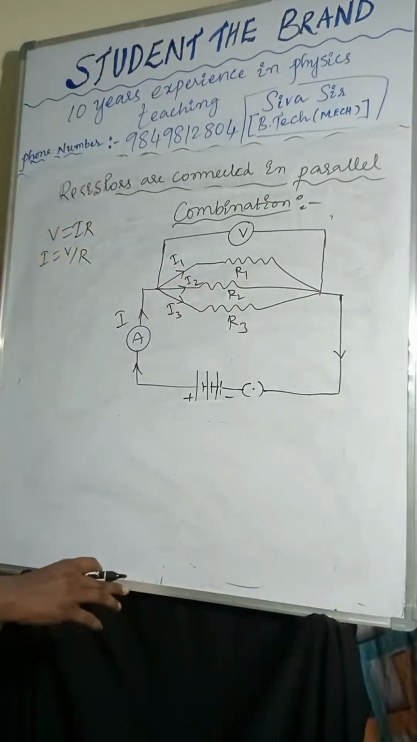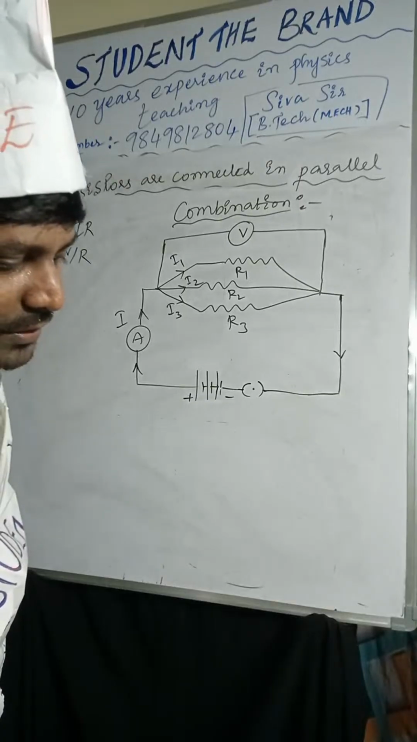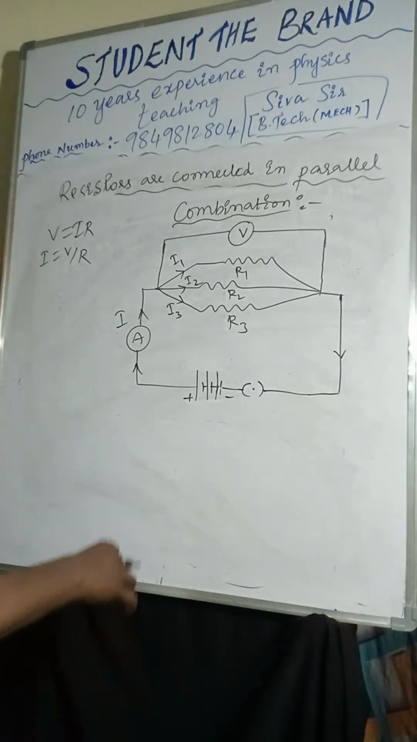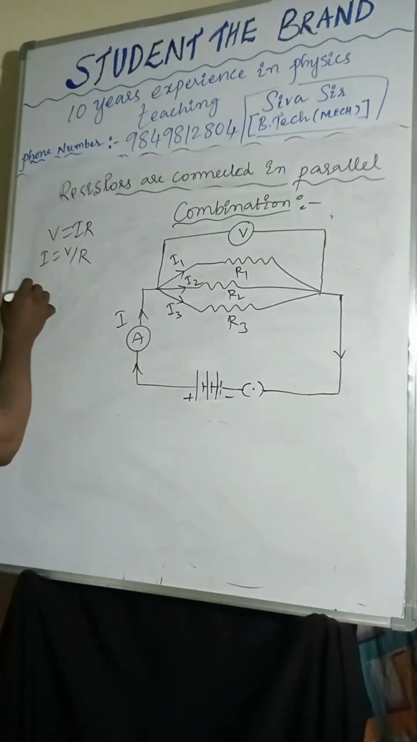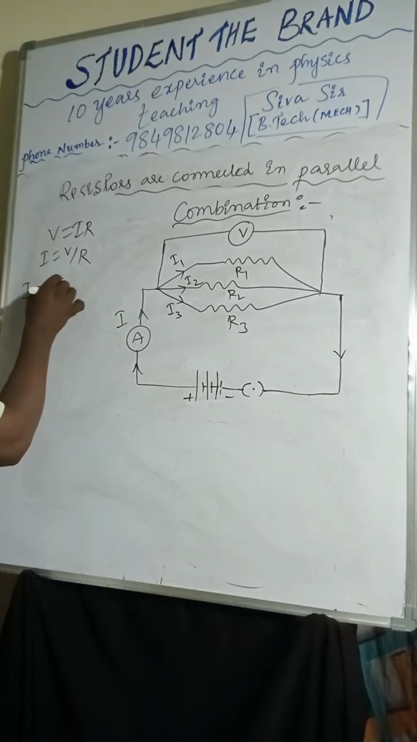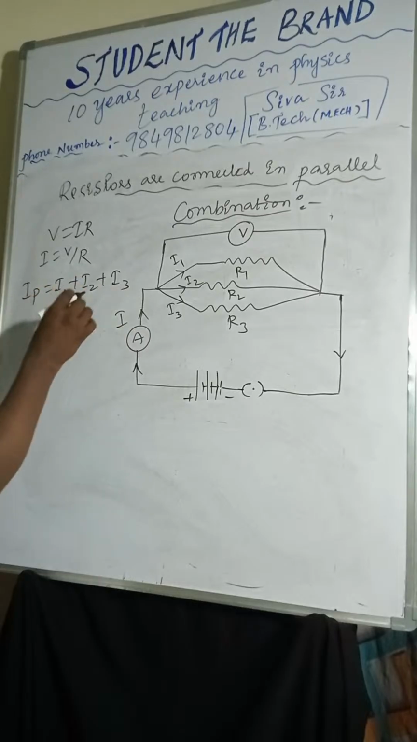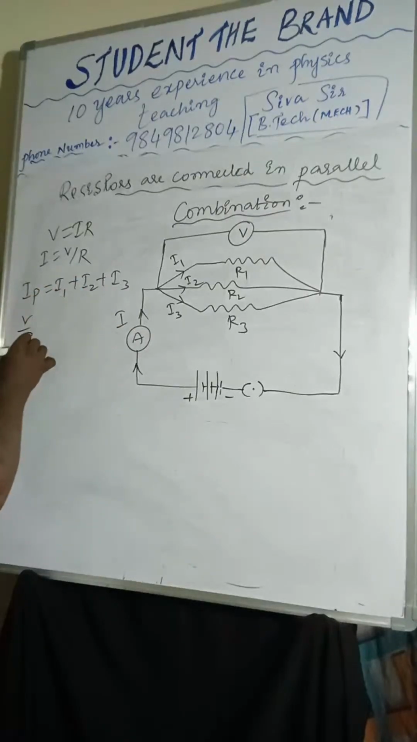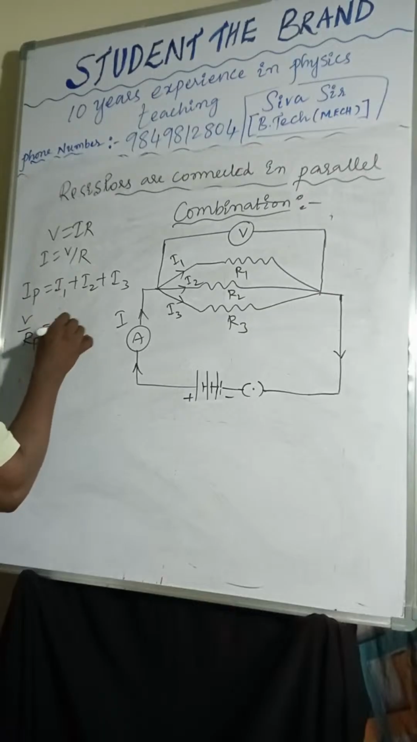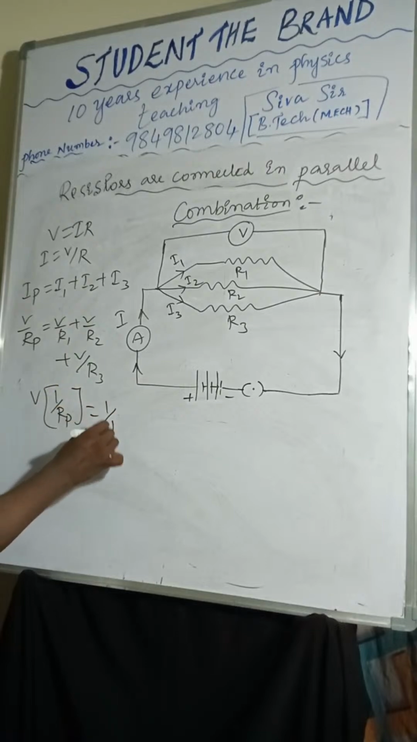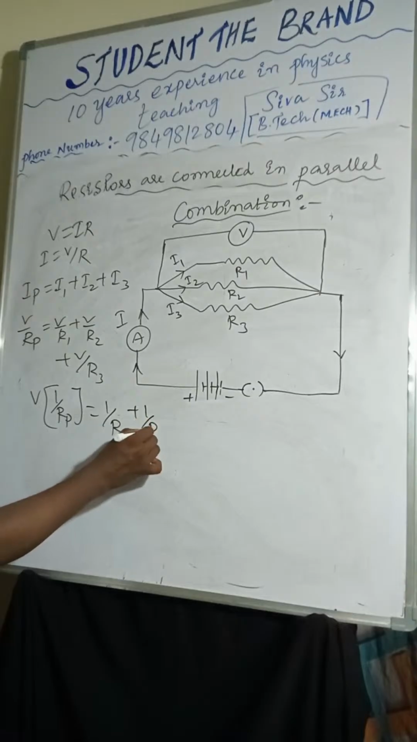So total current in parallel combination, IP equal to I1 plus I2 plus I3. So V by RP equal to V by R1 plus V by R2 plus V by R3. So I am taking V common. If you take V common, 1 by RP equal to 1 by R1 plus 1 by R2 plus 1 by R3.